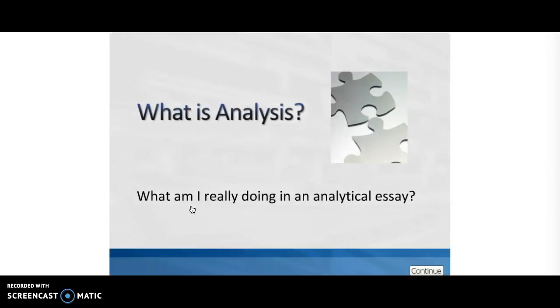Literary analysis is a primary skill in English courses. While analysis can be conducted verbally in your class discussions, this presentation will focus on literary analysis as a writing assignment. Click the Continue button to move through this presentation.